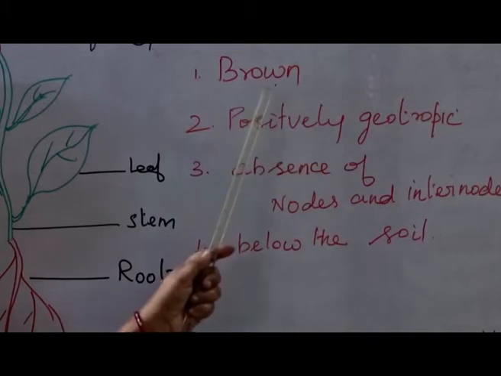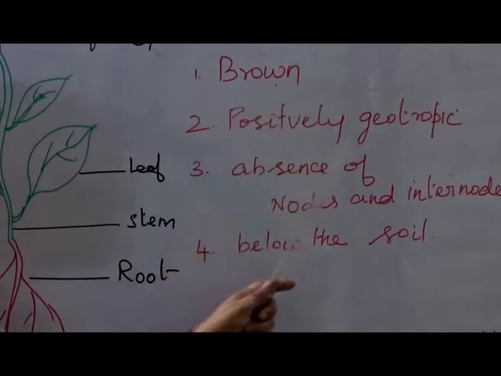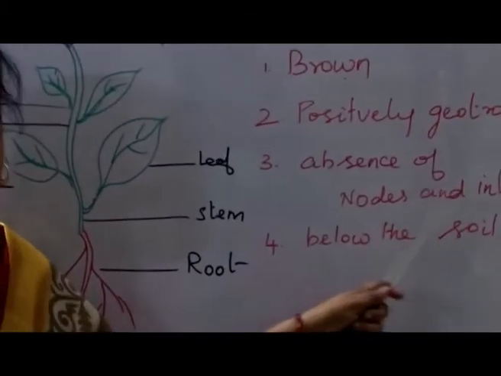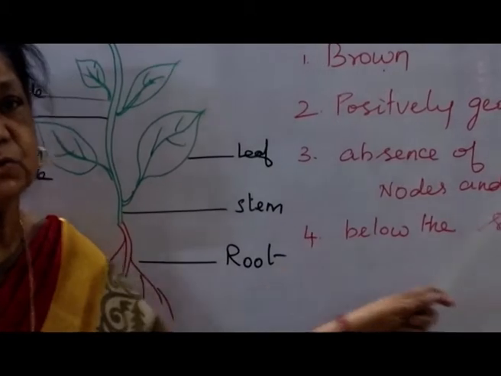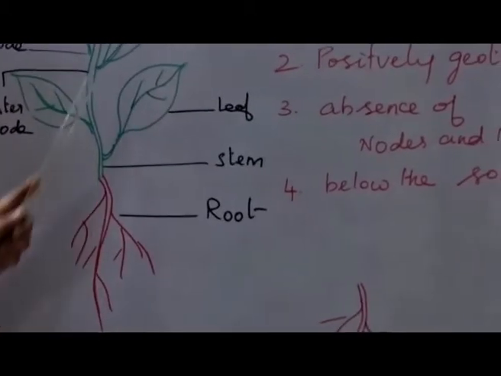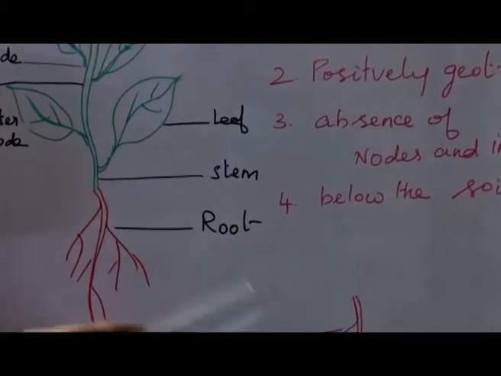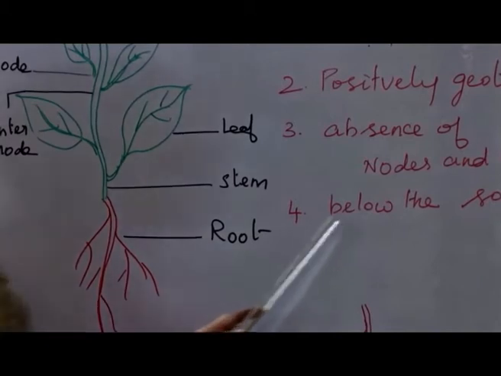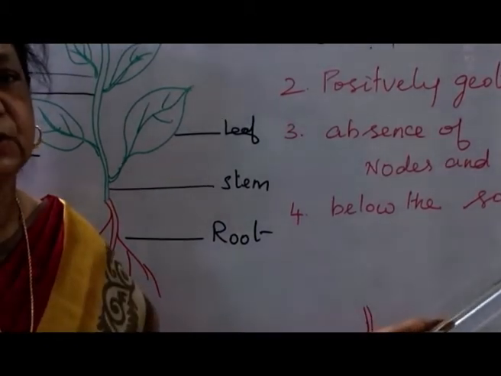Brown in color, we know the meaning. Positively geotropic means roots are growing towards the soil, towards the center of gravity. And it has absence of nodes and internodes. The nodes and internodes are present only in the shoot system. There is no such thing present in the root system. And it is found below the soil.